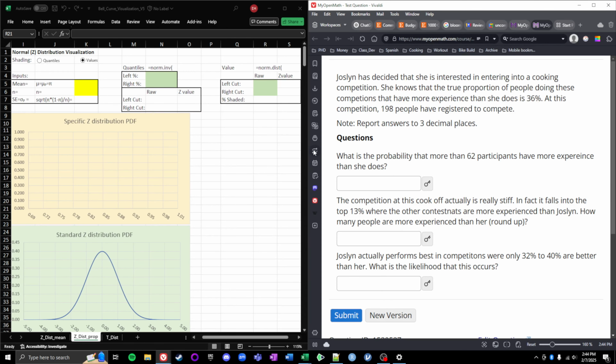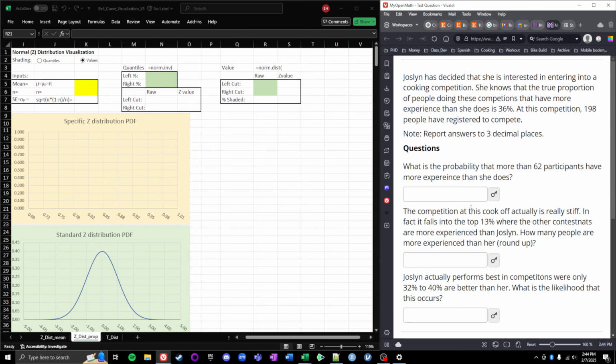Let me blow it up a little bit, and let's give ourselves a little more room in Excel. It says, Jocelyn has decided that she's interested in entering a cooking competition. She knows that the true proportion of people doing these competitions that have more experience than she does is 36%. At this competition, 198 people have registered to compete.